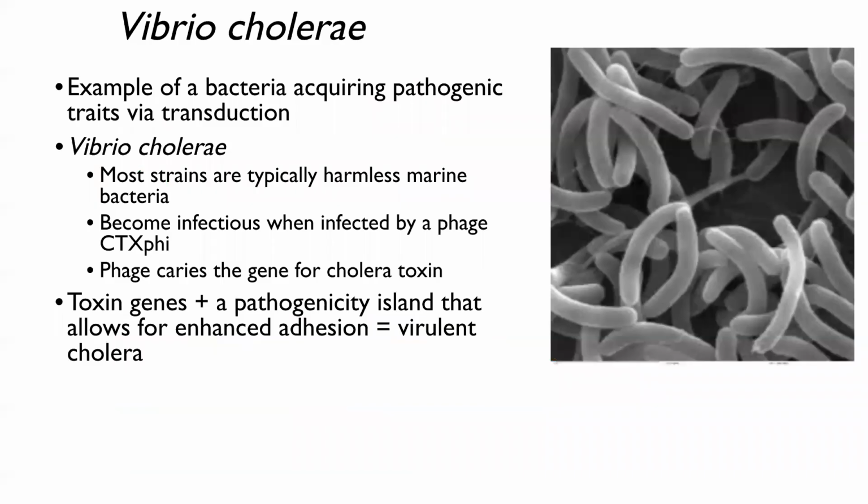Now, just to give you an example of this in real life, and then I'll talk about an example of this that's pertinent to your everyday life. When it's not just being a normal marine bacteria, Vibrio cholera can be pathogenic. And the way Vibrio cholera becomes pathogenic is by being infected by a phage called CTX-5. And this phage actually carries the gene for the cholera toxin. And so the toxin genes plus what we call a pathogenicity island allow for enhanced adhesion of Vibrio cholera to a human's epithelial cells in your gut.